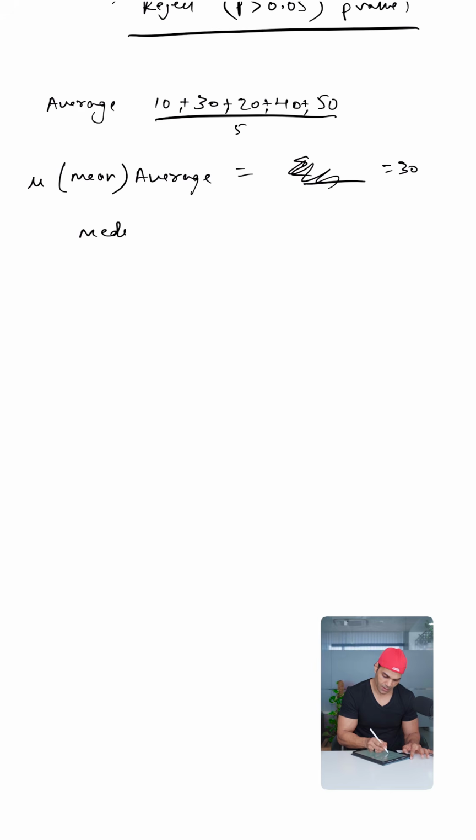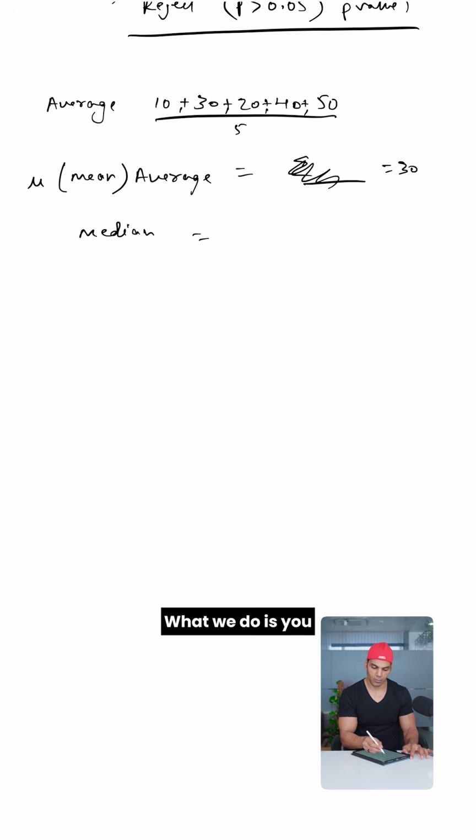And median, in median, what we do is you basically order the values in ascending order. So instead of writing 10, 30, 20, it's 10, 20, 30, 40 and 50, and what we do is we find the middle value. So in this case also, the median is 30.